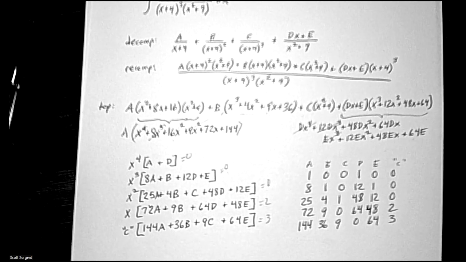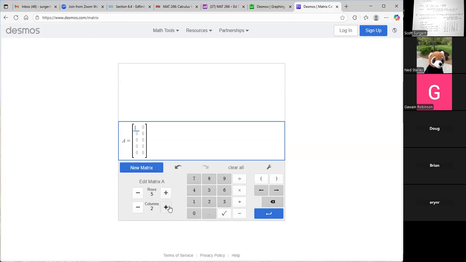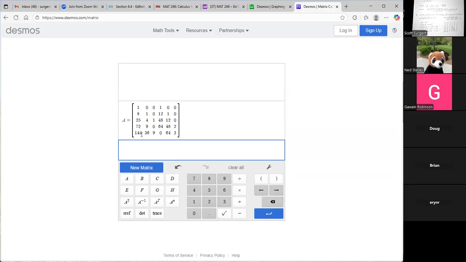So I'm going to share my screen. I'm going to create a new matrix. I need 5 rows and 6 columns. I'm just going to pop the numbers in, just read them off. It's going to be 1, 0, 0, 1, 0, 0, 8, 1, 0, 12, 1, 0, 25, 4, 1, 48, 12, 0, 72, 9, 0, 64, 48, 2, and then 144, 36, 9, 0, 64, 3. And then I hit return just to enter it.